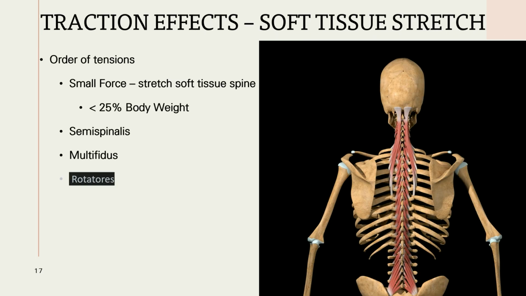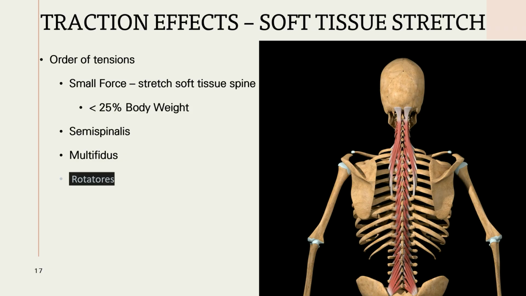We can also just do soft tissue stretching, and this is going to be a small force, less than 25% of the body weight. And a good example of what we would actually be affecting first are the smallest back muscles and extensor muscles. So we have the semispinalis, which are deep muscles in the back that originate at the transverse processes C4 to T10. And they insert on the spinous processes C2 to T4, as well as the occipital bone. And when they fire bilaterally, they can extend. If they're unilateral, they can rotate the head.